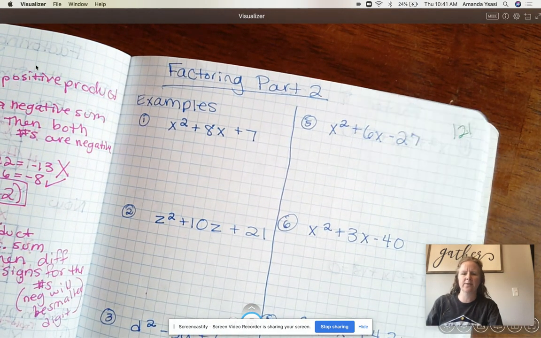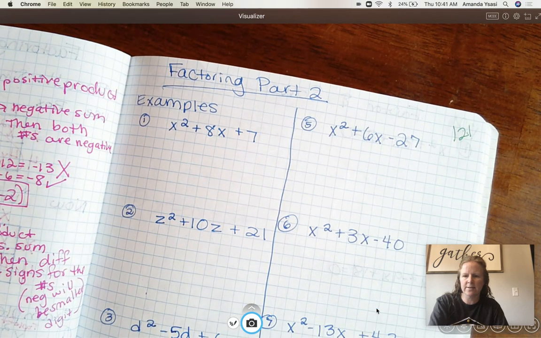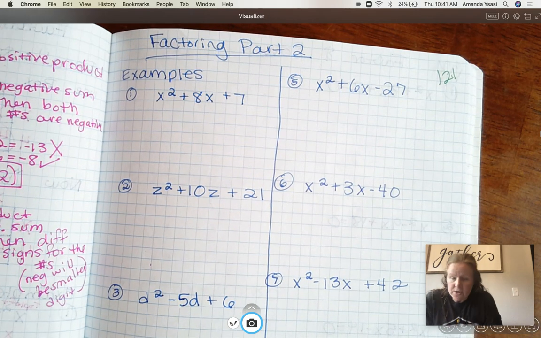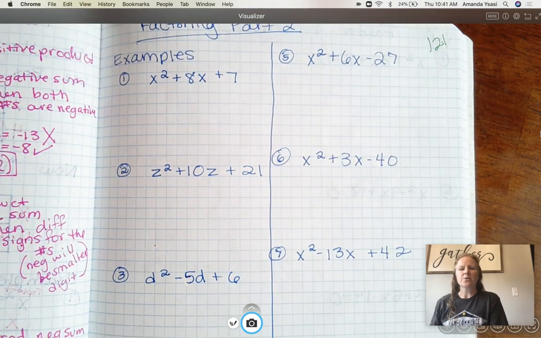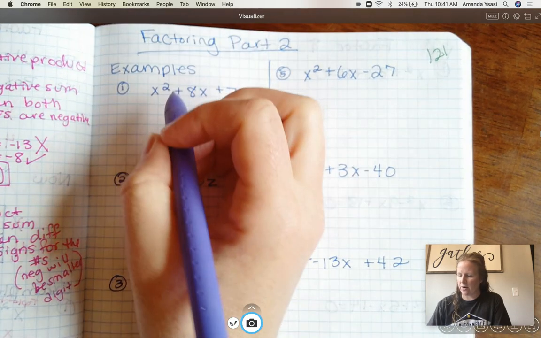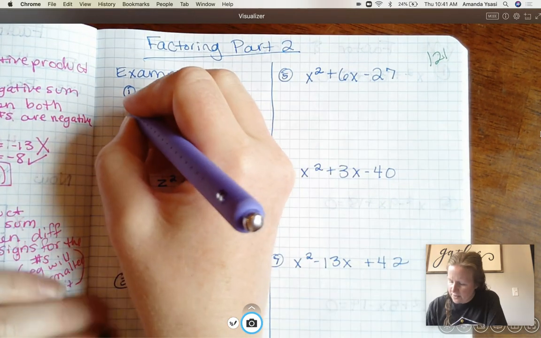Let me move my mouse all the way. I'm going to hide this. Okay, so factoring part 2. So this is just more examples, okay? So let's look and see what we need to do. So remember, we are going to make the box.